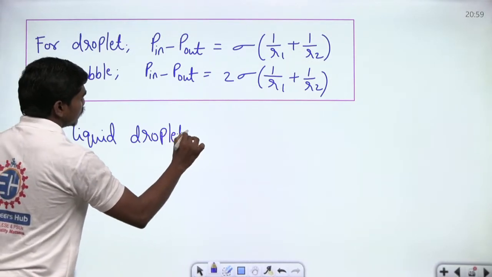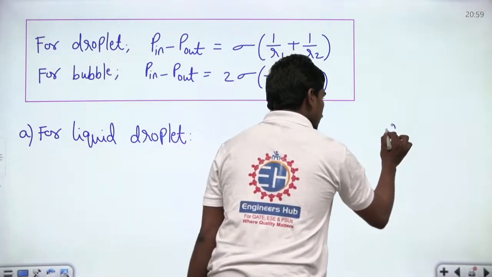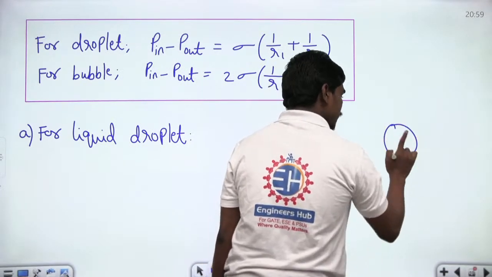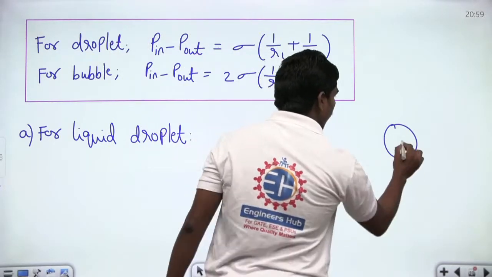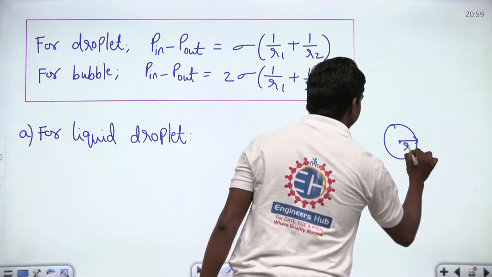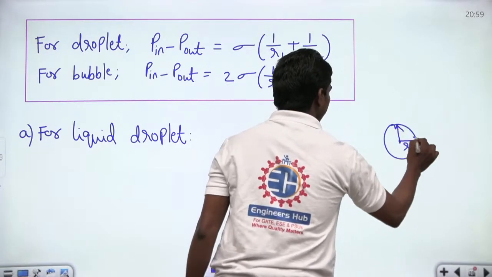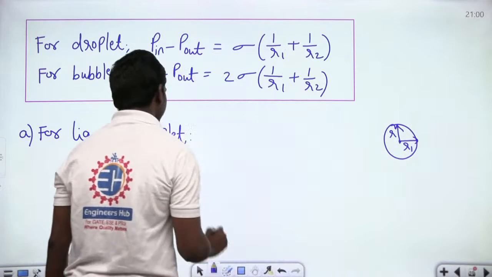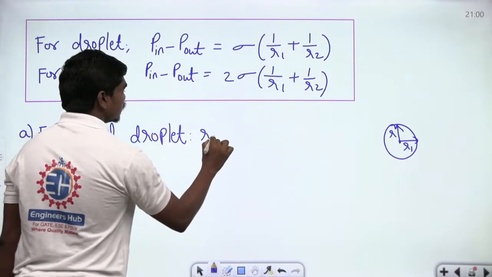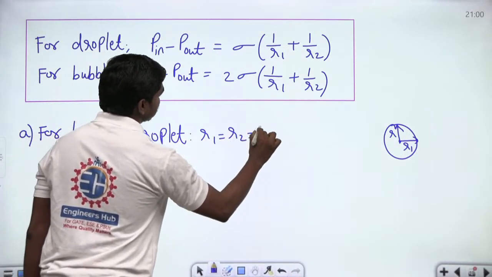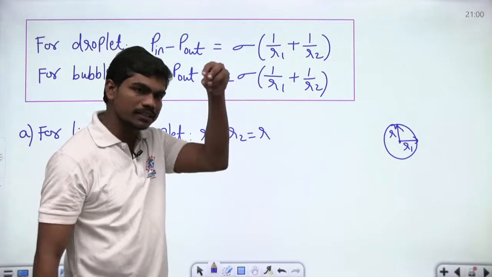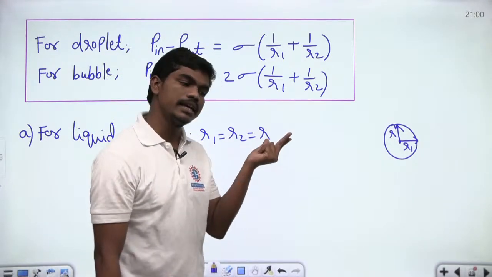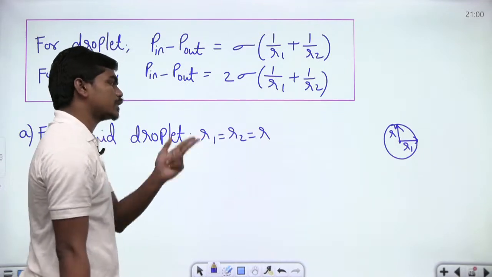For liquid droplet. Whenever you have a liquid droplet, there is only one interface, which means we'll use the first formula. And a liquid droplet is spherical and also symmetrical. So R1 is equal to R2 is equal to R, correct? Because for a liquid droplet, if you take some strip, then definitely both the radii will be the same.